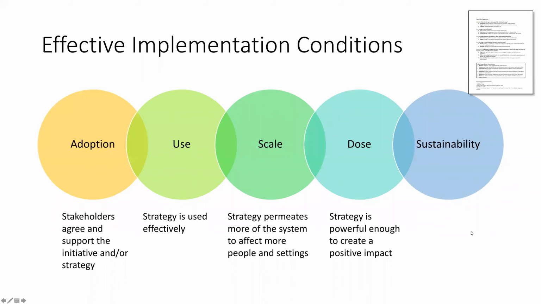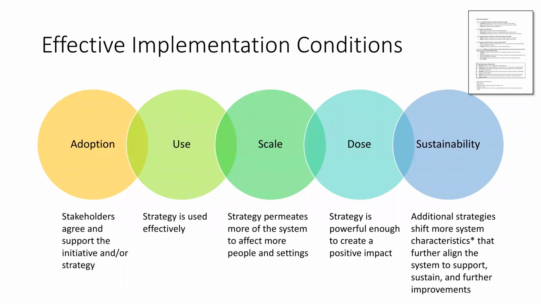Finally, sustainability is the fifth implementation condition, and it really has to do with, do we have a sufficient set of strategies, in some cases it may require additional strategies, that shift enough of those system characteristics, that's things like mindsets and connections and regulations, that further align the system to support, sustain, and further improve outcomes in the system and with children and families.